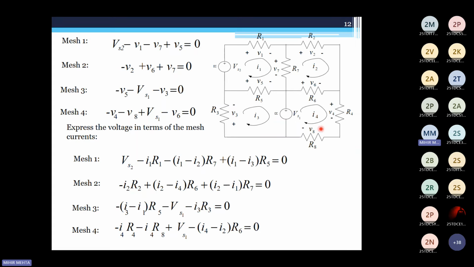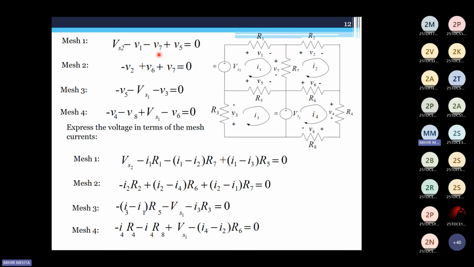We'll start converting this in terms of current. And we'll let the voltage sources VS1 and VS2 remain as VS1 and VS2. So here the voltage drop V1, if you look at the first equation, the voltage drop V1 is considered as I1 into R1. Since it is minus V1, it becomes minus of I1 into R1.